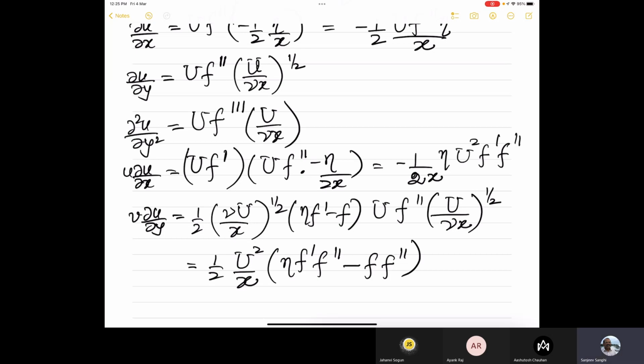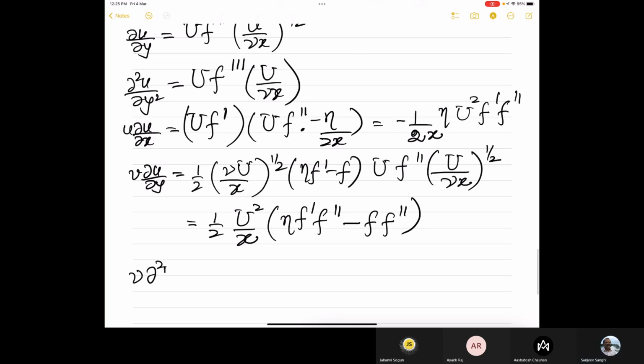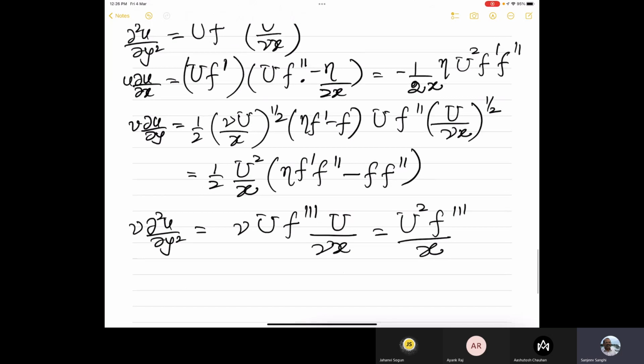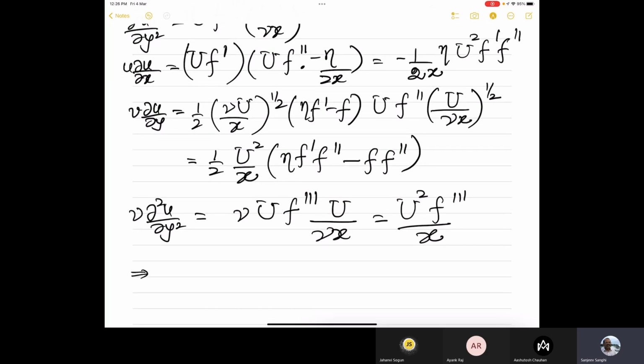And then we have nu d2u by dy square. This becomes equal to nu capital U f triple prime u upon nu x, and this becomes equal to u square f triple prime upon x. So now when I add u du by dx plus v du by dy, these two terms will cancel out, and what we get is the equation. So finally we put all this in.